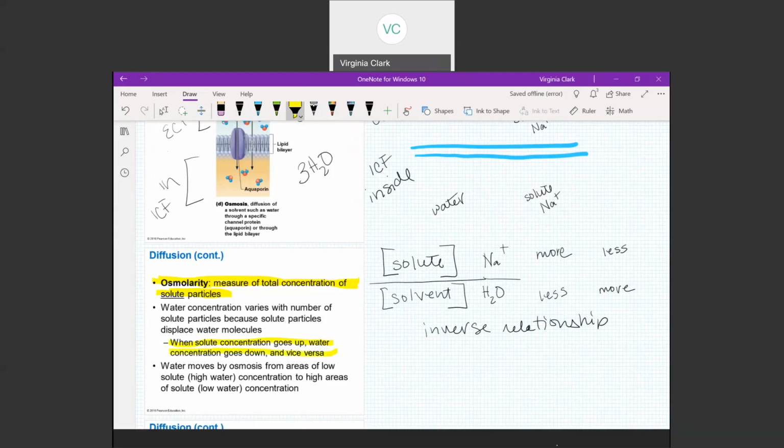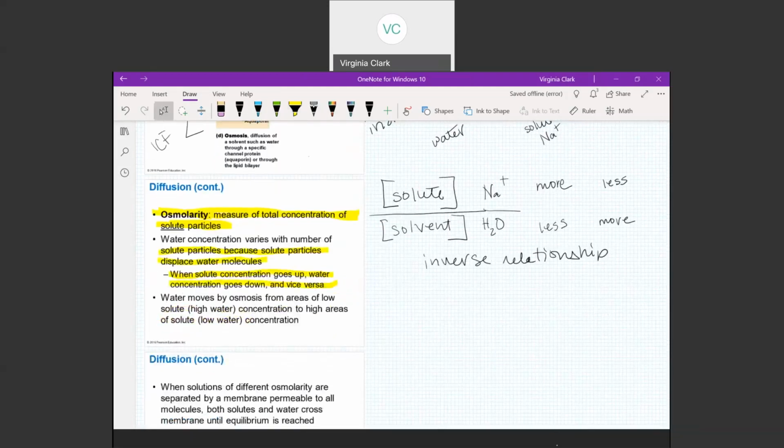And the reason this happens is because the solute particles will actually displace the water molecules. So in osmosis, water, that's what we're talking about in osmosis, water moves by osmosis from areas of low solute to areas of high solute. However, like we said, it will always go from high to low. This is the direction it will always go in.